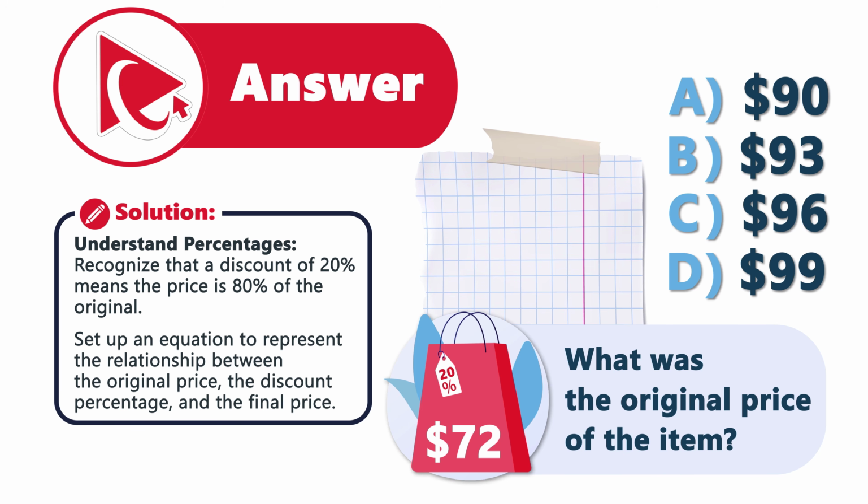The first one I created is x, which is the original price, minus 0.2 multiplied by x equals 72. Second equation might be 0.8x equals 72. To solve this equation and calculate x, we need to divide 72 by 0.8. So the final answer is $90.